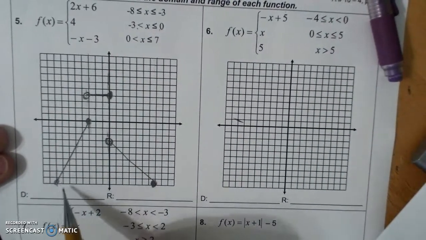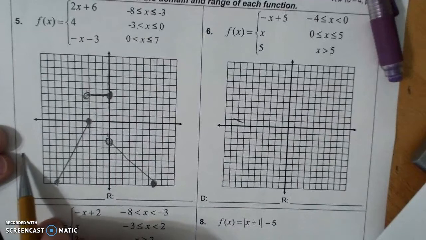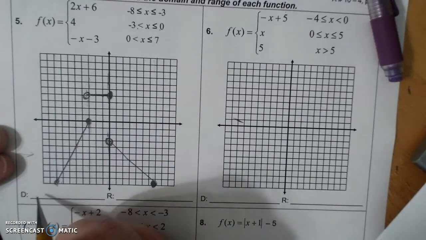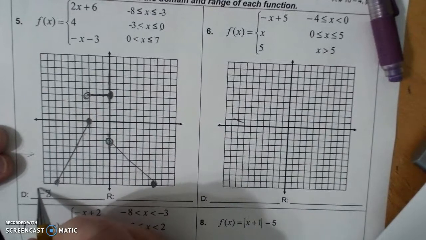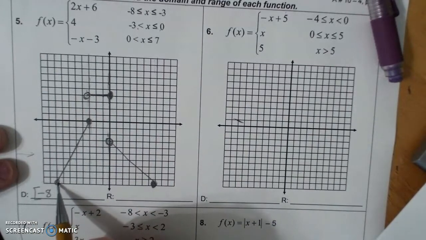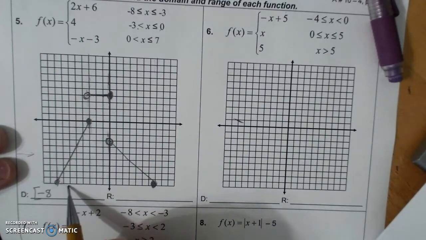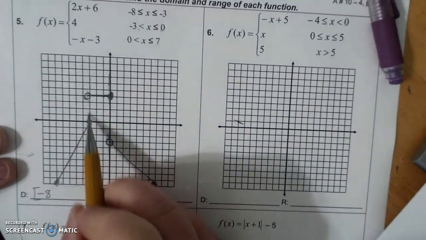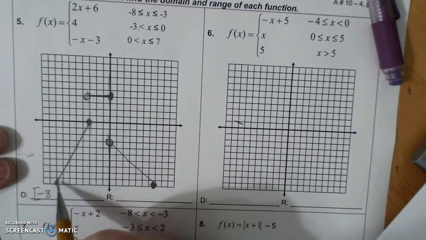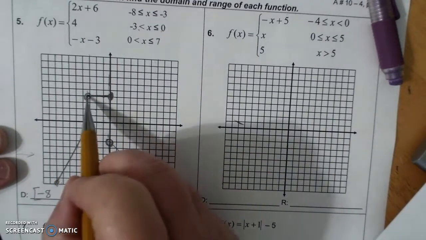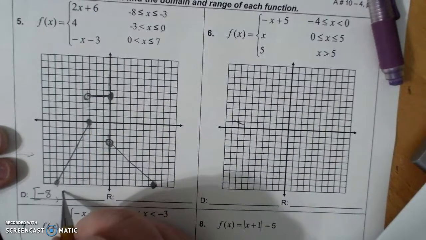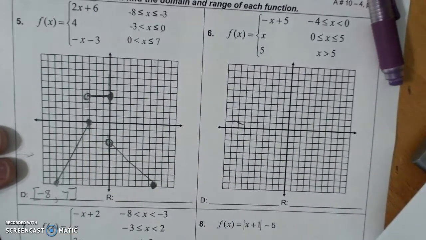Okay, so domain. And I'm going to look. Let's start at the left. It started at -8, and it was a closed dot, and it goes all the way over to 7, because that covers it. It's going, and then it jumps up here and it keeps going, and then it jumps down here and keeps going, and it goes to 7.